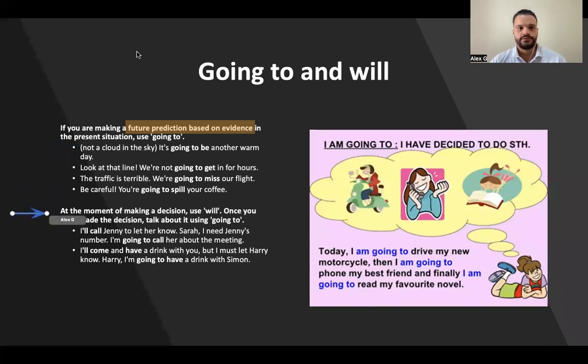However, we can also use will. Will is going to be used for decisions that we make at the moment. Okay, so for decisions that we make at the moment, we're going to use will. Once you have made the decision, you can continue the conversation by using going to. For example, I'll call Jenny to let her know. Sarah, I need Jenny's number. I'm going to call her about the meeting.